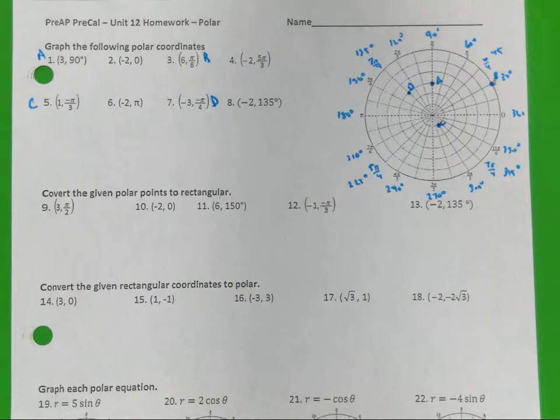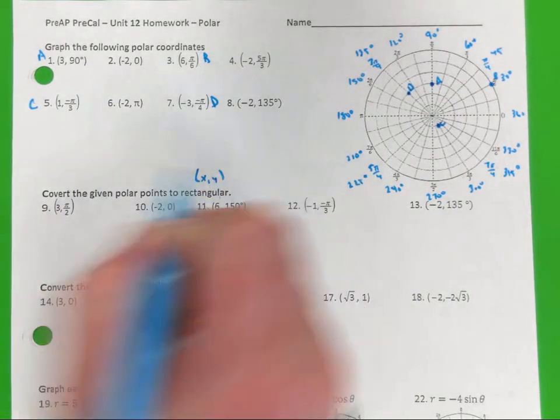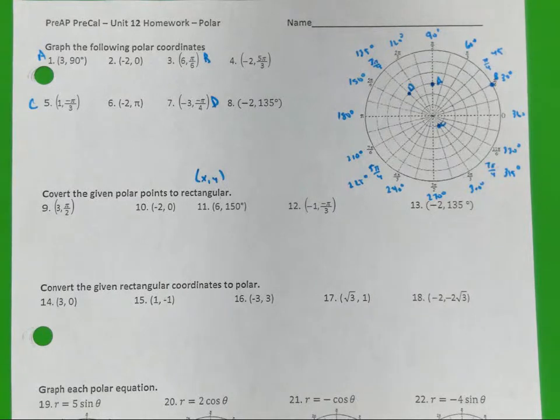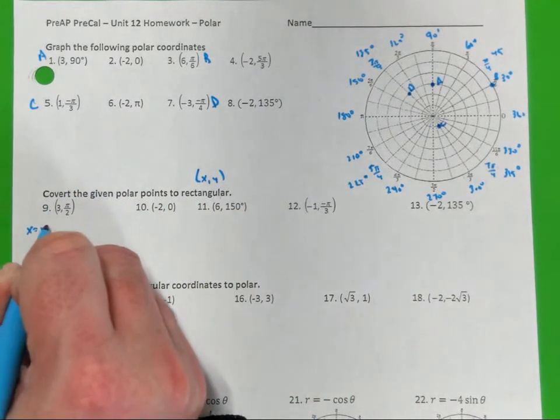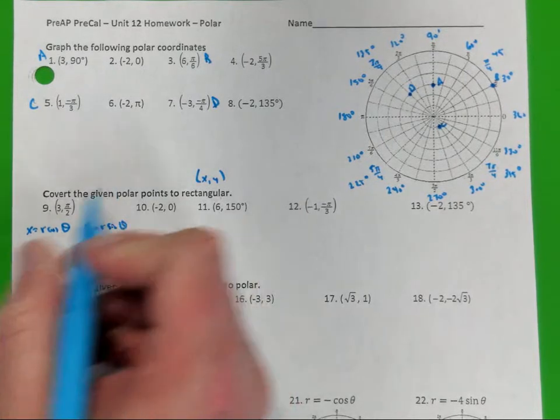It says, convert the given polar to rectangular. So if I'm going to rectangular, I need an x and a y. So I got to think, what 2 formulas give me an x and a y? X equals r cosine theta. Y equals r sine theta.